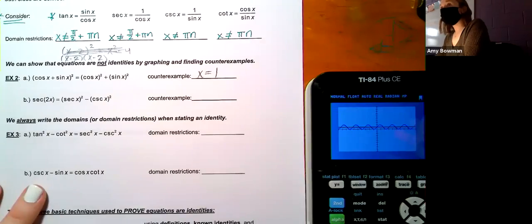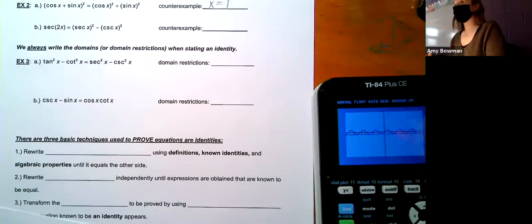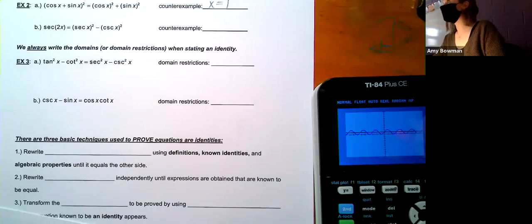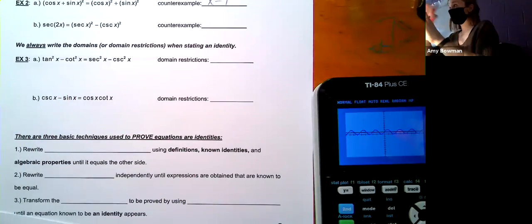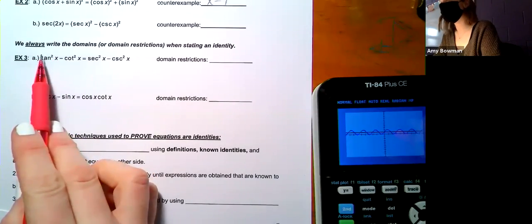All right. So I'm going to skip the next one and move on here to example 3 before we actually start proving identities. When you're proving identities, it is important to state the domain restrictions, and that's why we started off with those identities at the top. We always write the domain restrictions instead of the full domain.